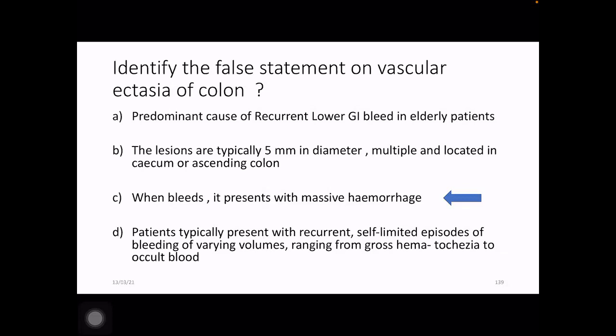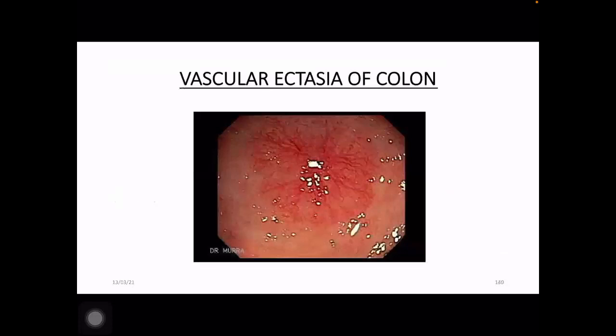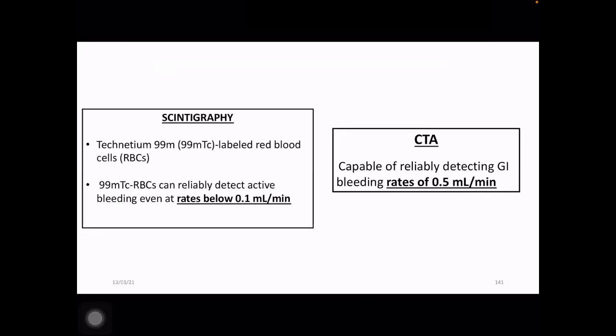And mostly it has recurrent self-limited episodes of bleeding. So this is a typical picture of vascular ectasia of the colon. You can see a central feeding artery from which a lot of spider-wing-like things emerge, like telangiectatic wings. And this is what is given in Sabiston.